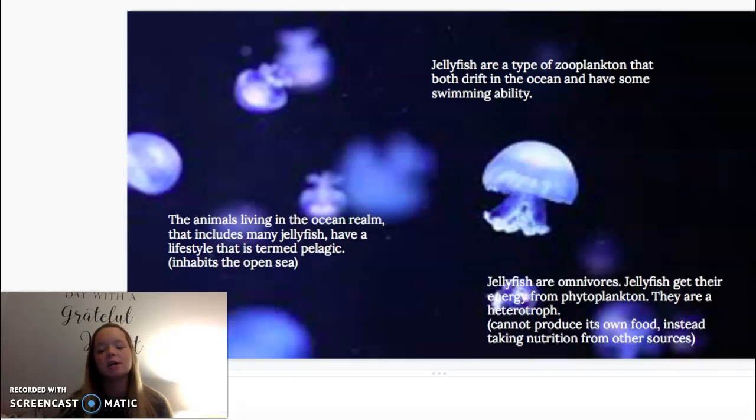And jellyfish are a type of zooplankton that both drift in the ocean and have some swimming ability. The animals living in the ocean realm that includes many jellyfish have a lifestyle that is termed pelagic, so it inhabits the open sea. And jellyfish are omnivores. Jellyfish get their energy from phytoplankton. They are heterotrophs, which means they cannot produce their own food. Instead, they take nutrients from other sources in the sea.